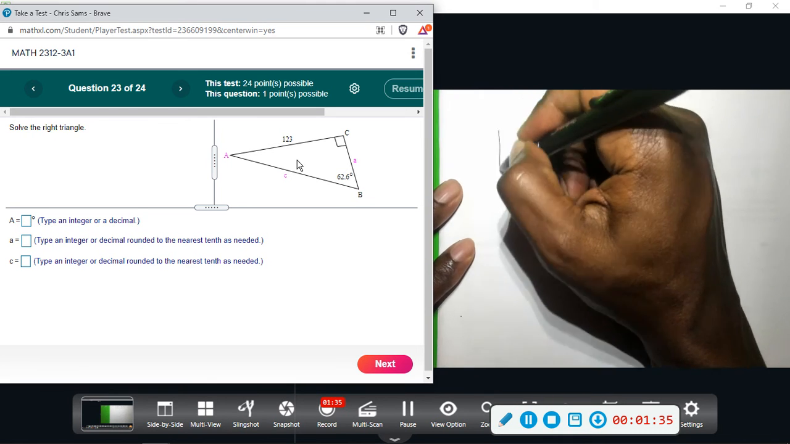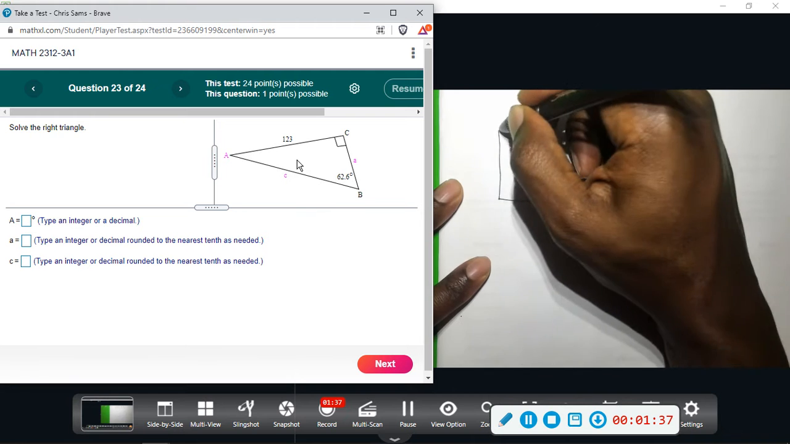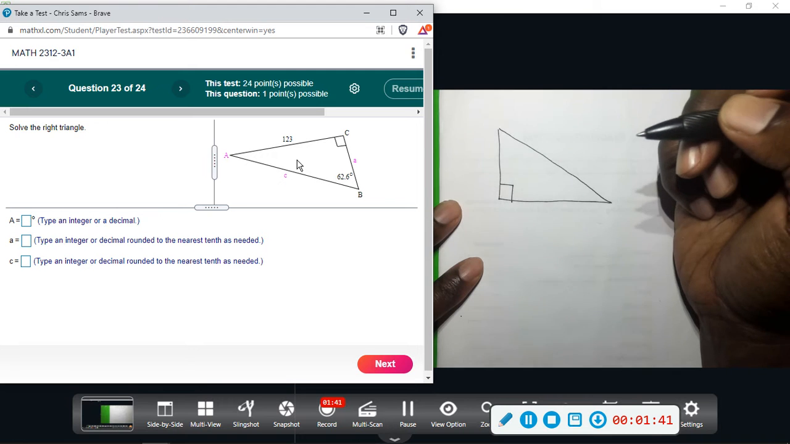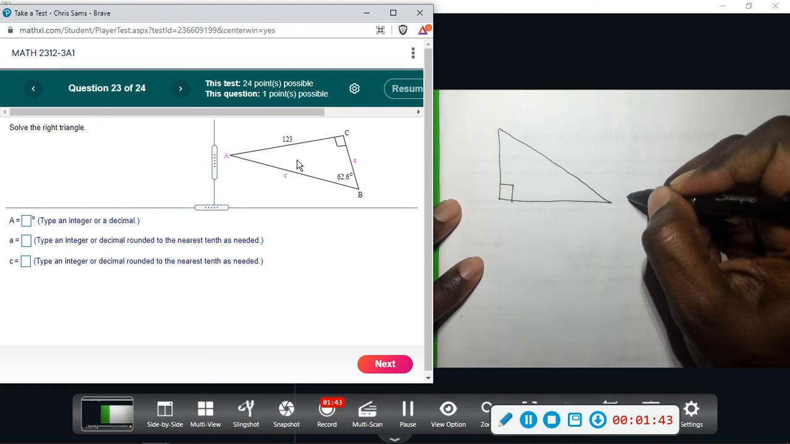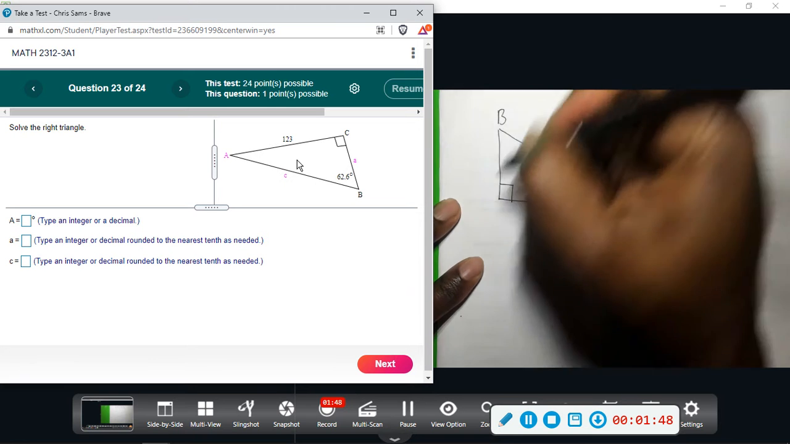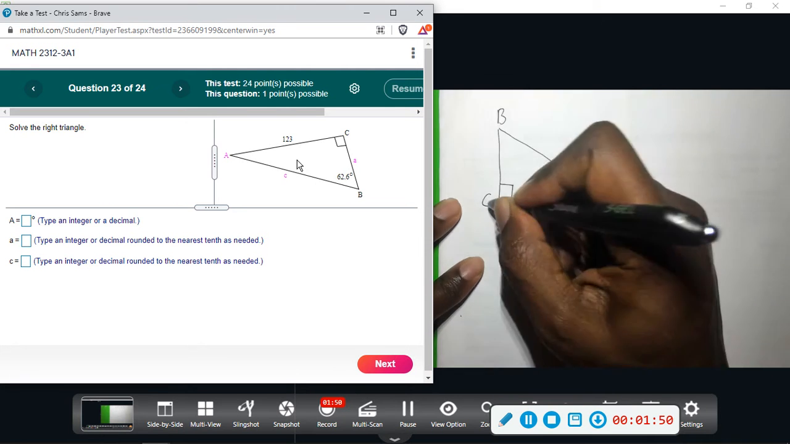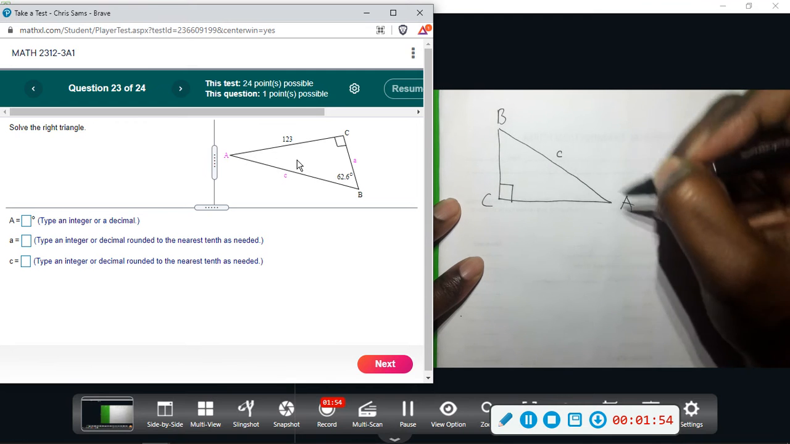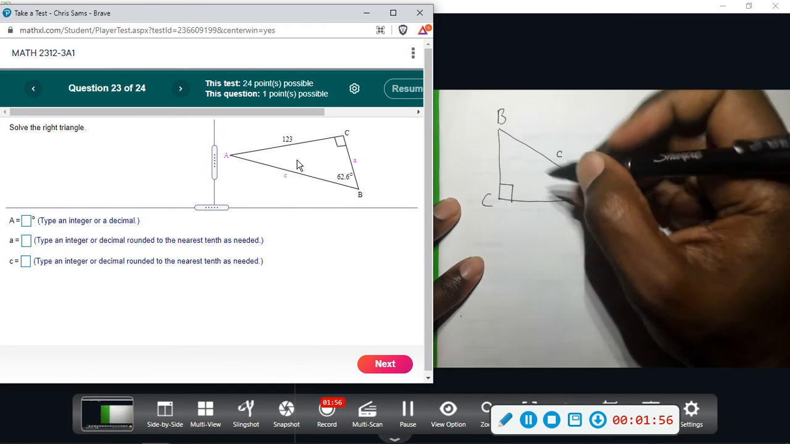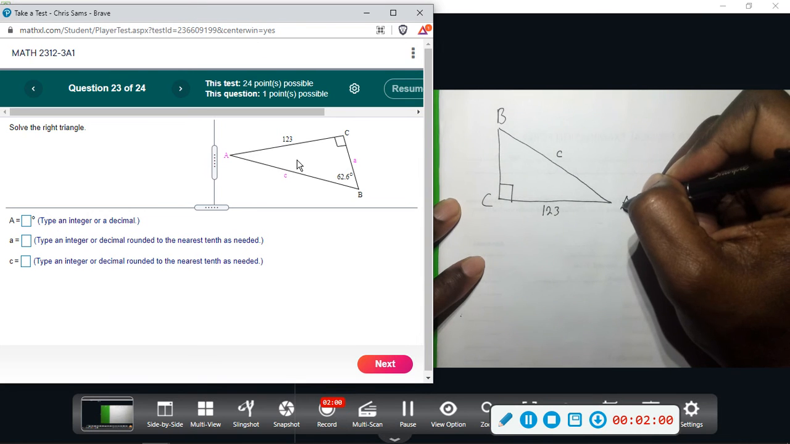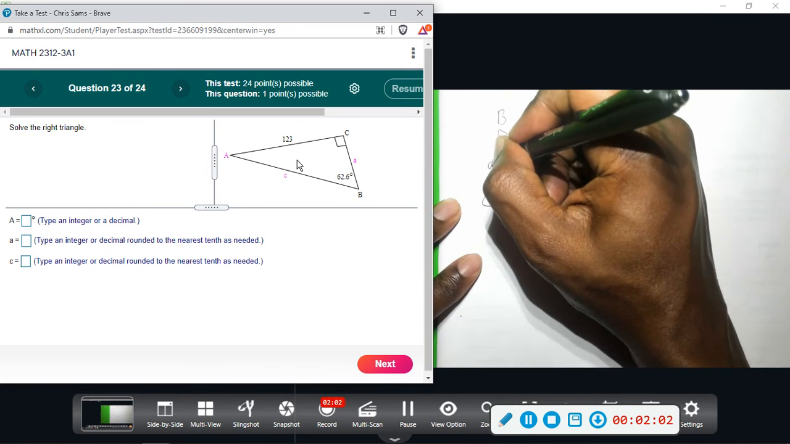Bear with me. We got a right angle. This point is A. This is B. And this is C. So the side opposite of that is little side C. The side opposite of angle B is 123. And the side opposite of angle A is this side A.